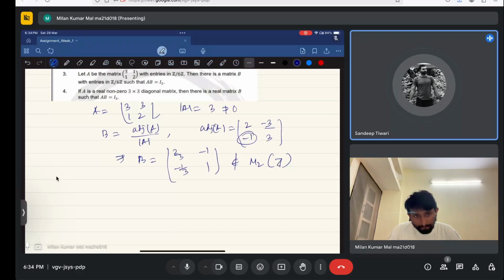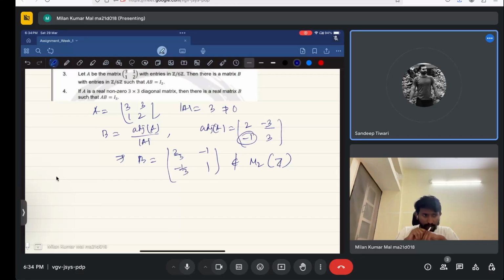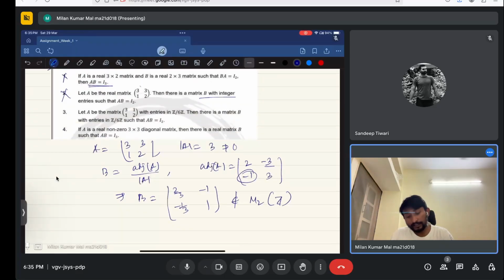But is this condition sufficient as well? Sufficient, not necessary. This is not necessary. If the determinant of A is 1 or minus 1, with integer entries, all the minors will be integers. If the question asks about rational entries instead of integers for matrix B, that will be true.